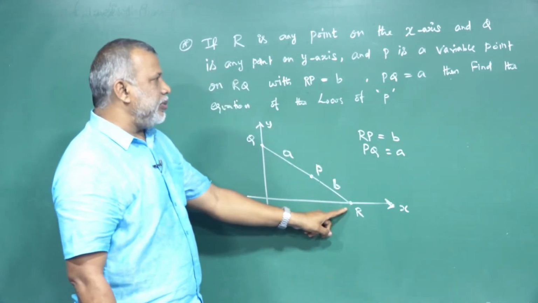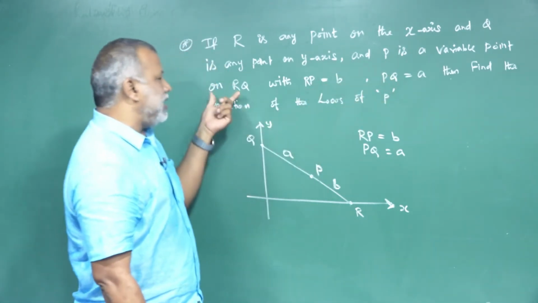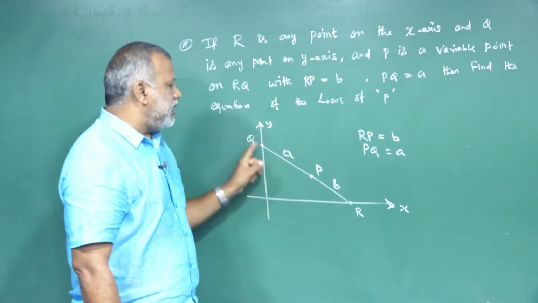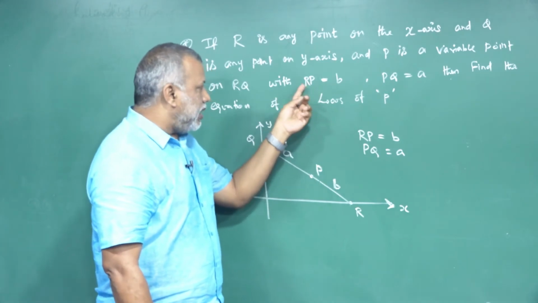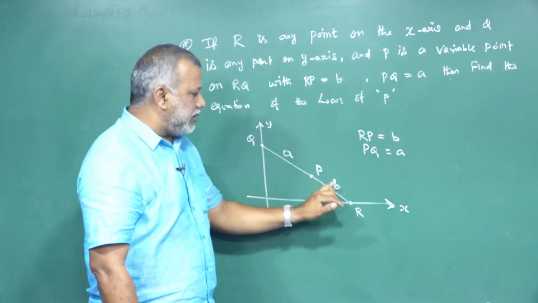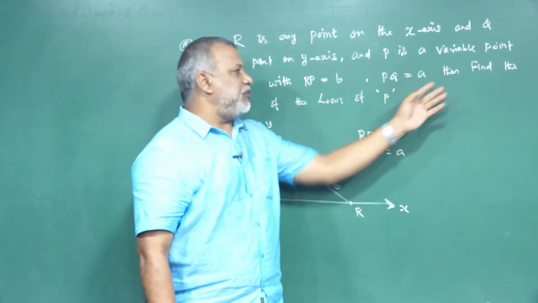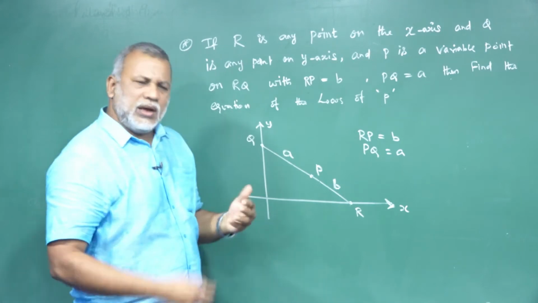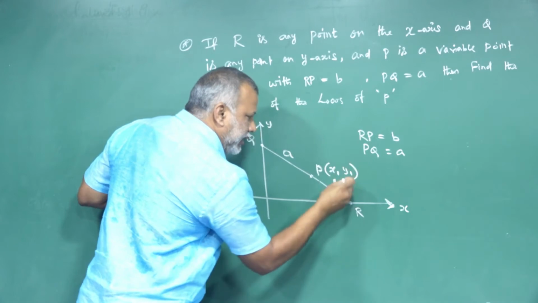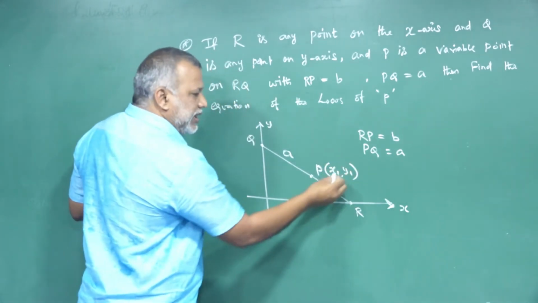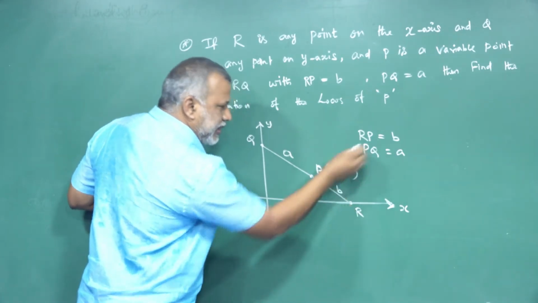So R is any point on the x-axis, Q is any point on the y-axis, and P is a variable point on RQ, with RP equal to b and PQ equal to a. Now we have to find the locus of this point. Already we discussed that the point P is always considered to be (x1, y1). We are selecting the point P(x1, y1). This distance is b as per the data.